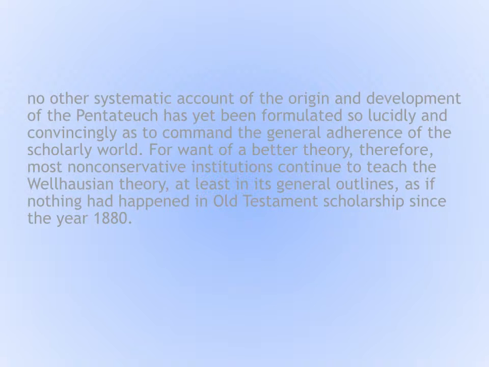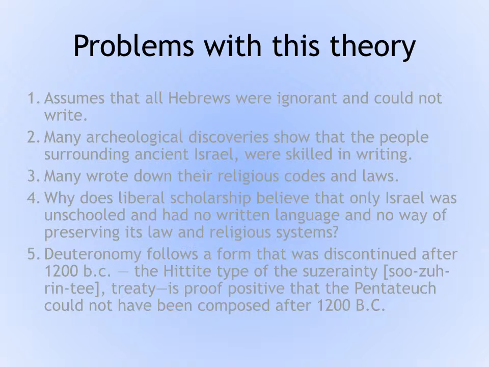So there's been no real breakthroughs, no real theories, nothing that they can come up with other than the more conservative view that God spoke to Moses, God spoke to these prophets, they were written much earlier, and they're unwilling to accept that, and so they continue to teach the Wellhausen theory. Now, here are some of the problems with the theory. It assumes that all Hebrews were ignorant, could not write. Many archaeological discoveries show that the people surrounding ancient Israel were skilled in writing.